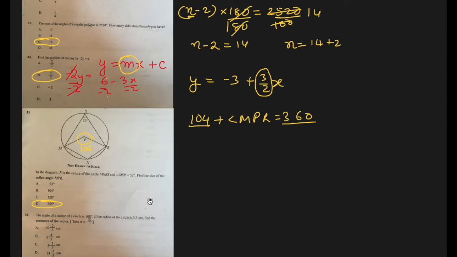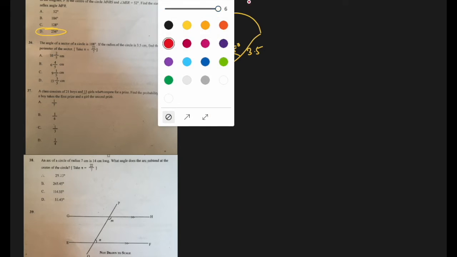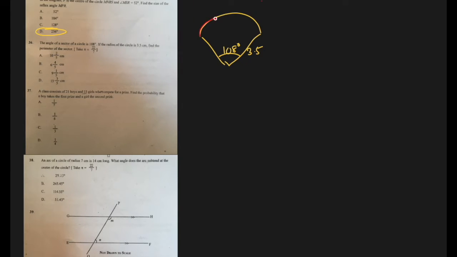Number 36. The angle of a sector of a circle is 108. So this is the sector. This angle is 108 degrees. If the radius is 3.5, find the perimeter of the sector. Perimeter of the sector will be this arc plus this radius, which is 3.5, plus this radius 3.5. This is the perimeter of the sector.